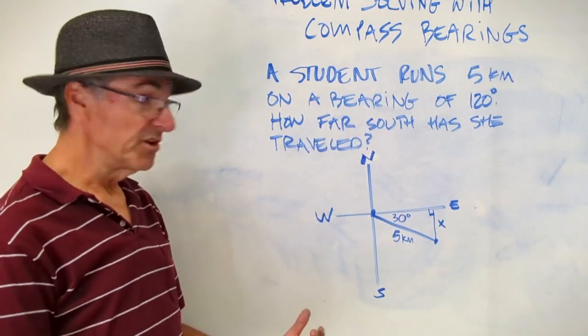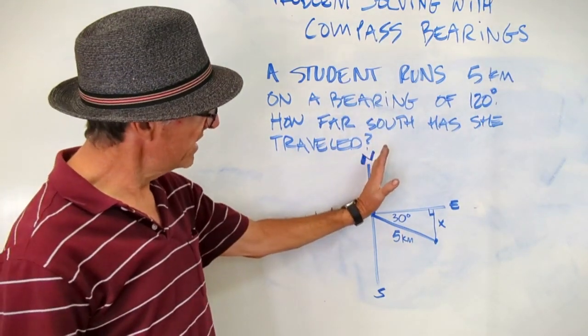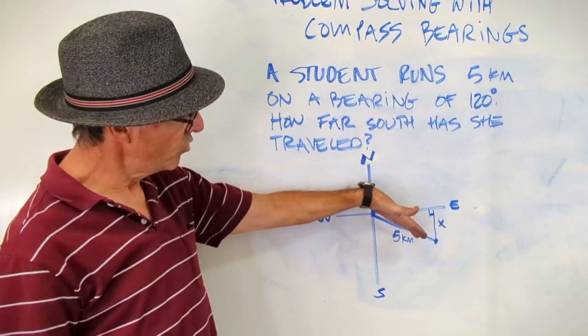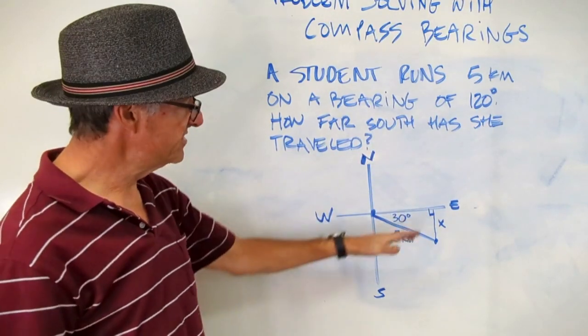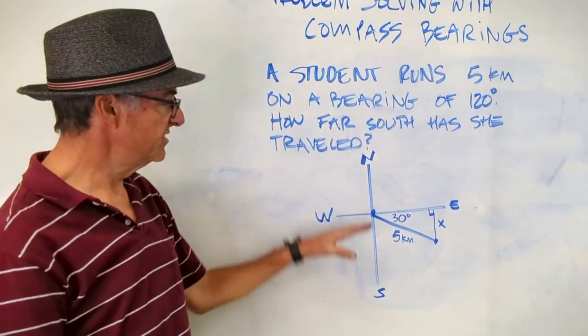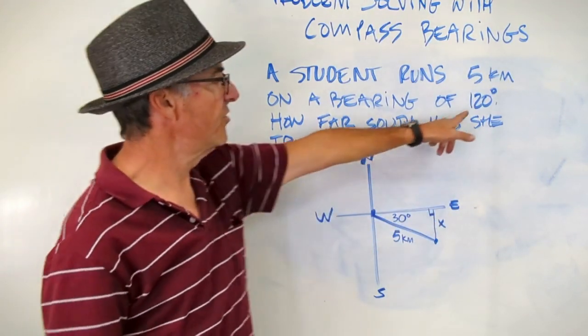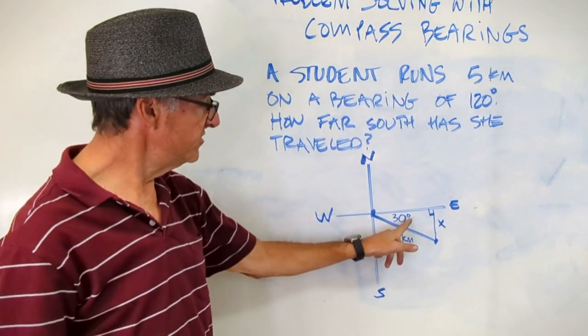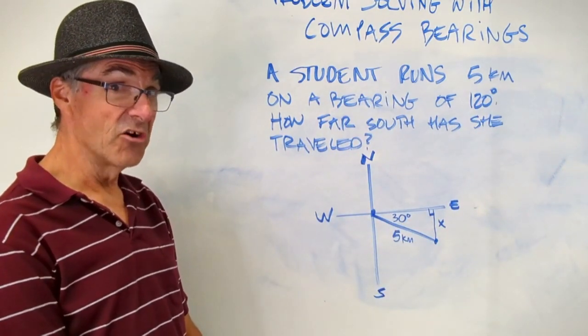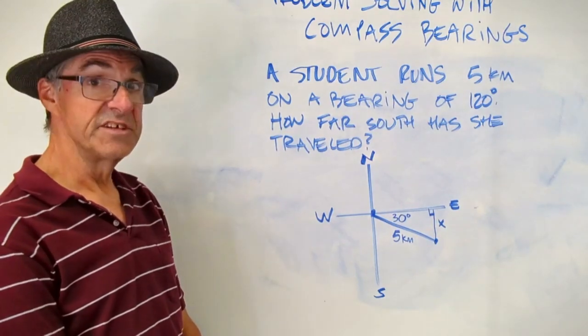It's 30 because the whole bearing is 120. So from the north, the bearing is 120. But that means it's 30 degrees south of east. Because east is 90, we need to go 30 more to get to 120. So that gives us this angle in there. So if you haven't already done so, solve this equation.